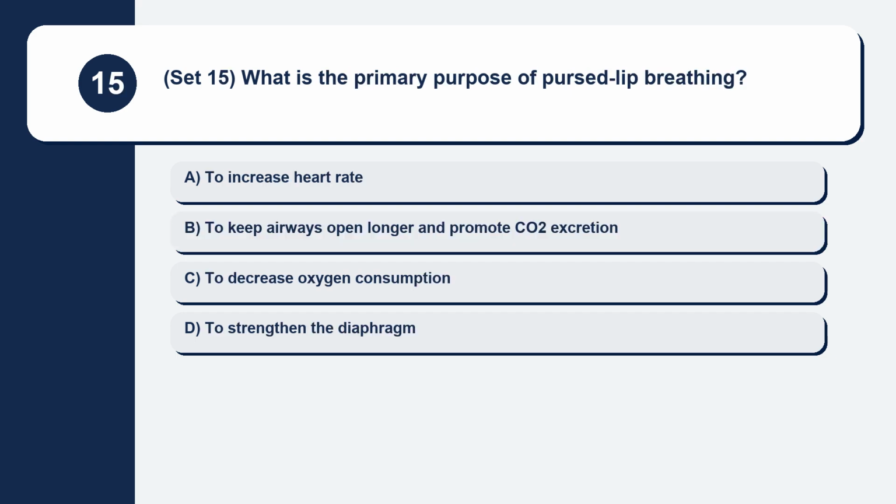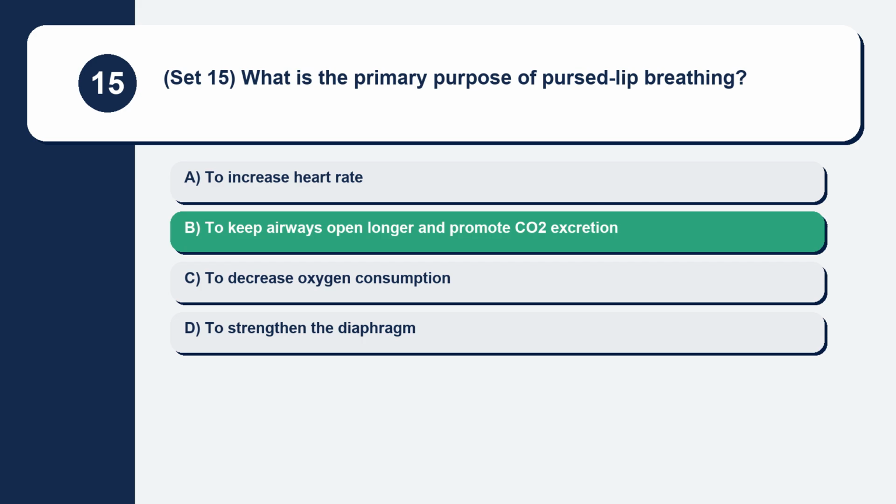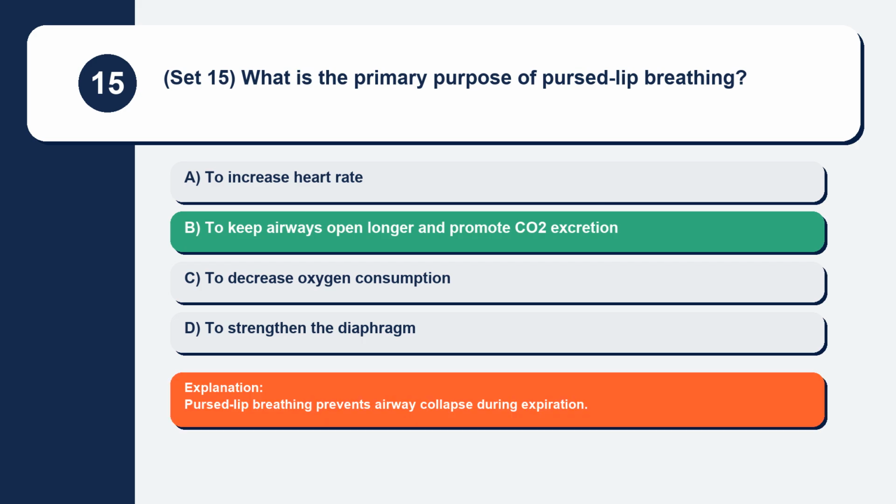Question 15. Set 15. What is the primary purpose of pursed lip breathing? To increase heart rate, to keep airways open longer and promote CO2 excretion, to decrease oxygen consumption, to strengthen the diaphragm. Pursed lip breathing prevents airway collapse during expiration.